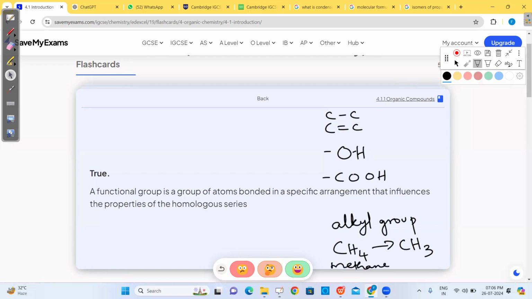Okay. Methane becomes methyl. So this is another functional group. And when the functional group changes, the chemical properties also change.